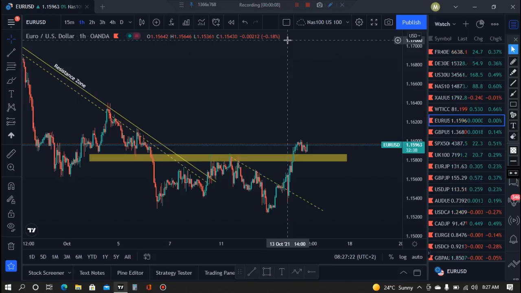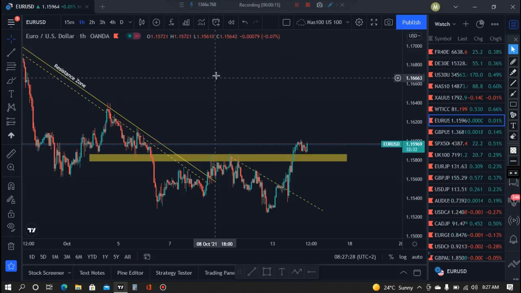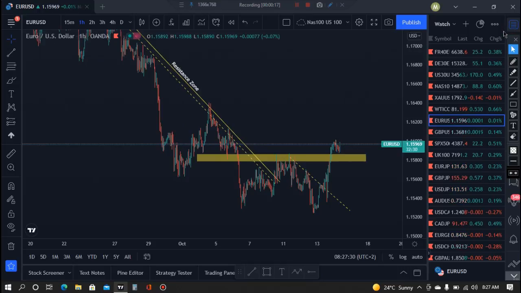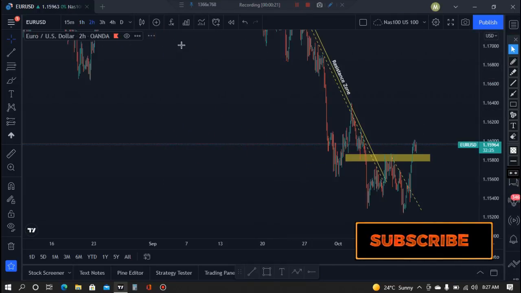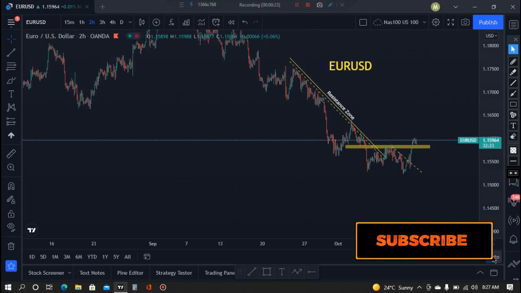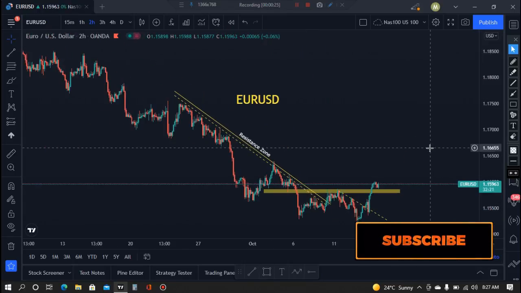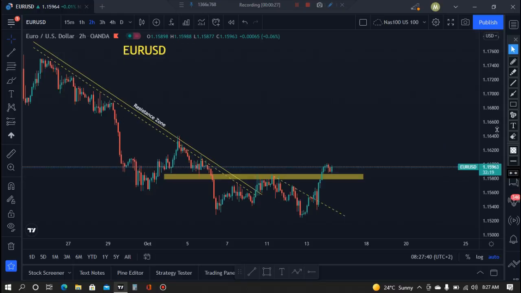It's Thursday. So we start with Euro USD as we always do. So what do we see here? We see a very nice chart. Let me just use a 2 hours time frame. On a 2 hours time frame, guys, you can see something that I was talking about yesterday.